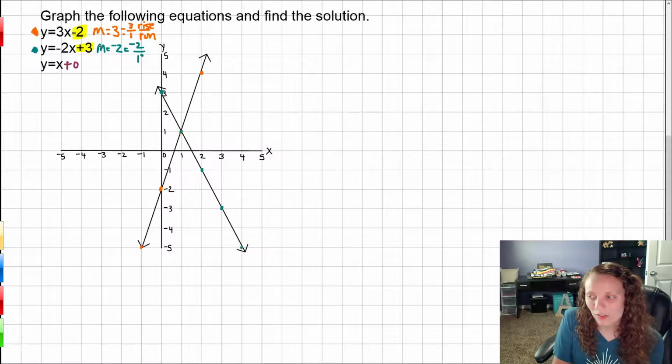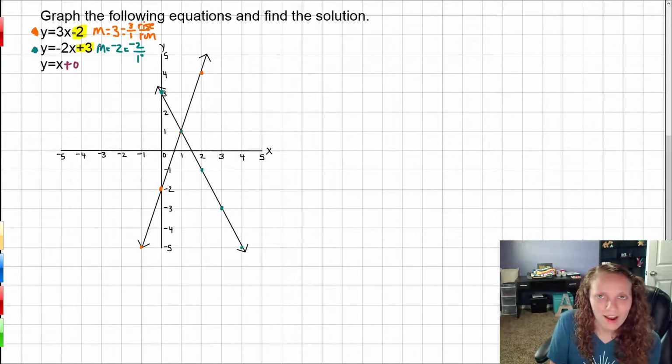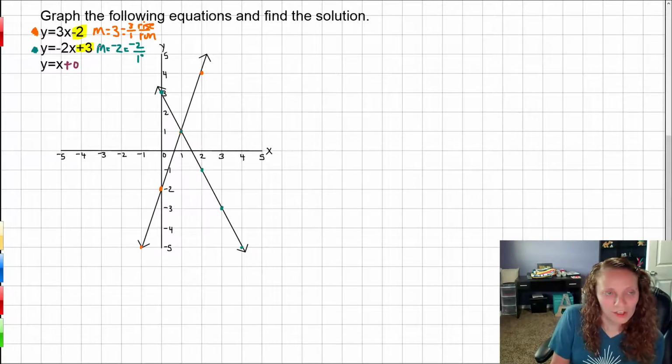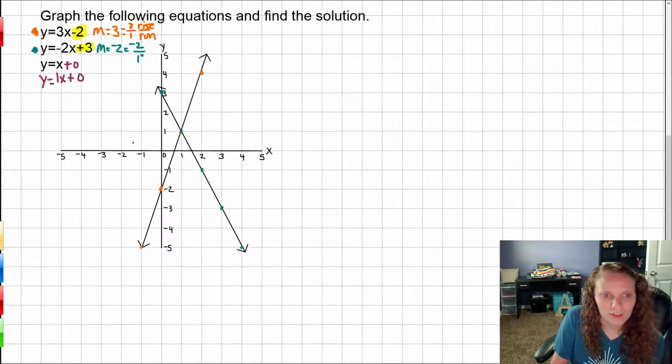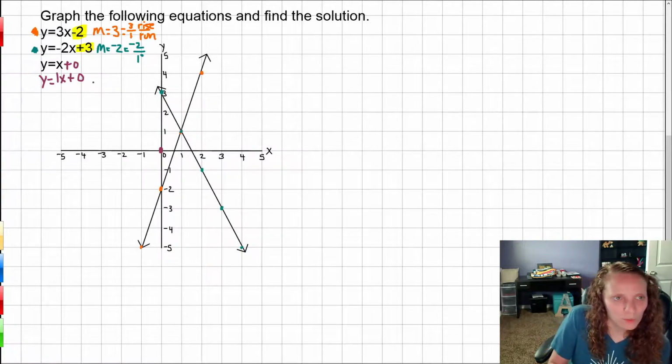I don't always go around saying I have 1 Dr. Pepper, or I have 1 highlighter, or I have 1 pencil. Sometimes I just say I have a pencil, or I have a Dr. Pepper. So if there's not a number out in front of the x, you could think of it as a 1. So this equation could look like this: y equals 1x plus 0. So our y-intercept is 0. It crosses through the origin, and then our slope is 1.